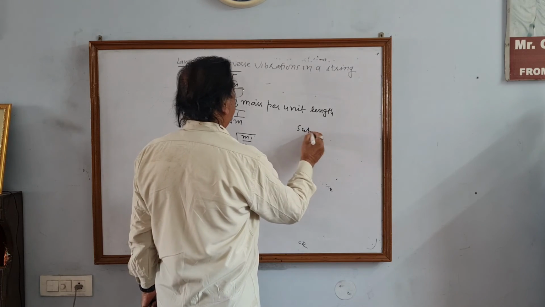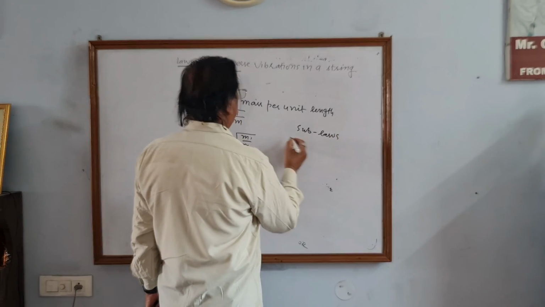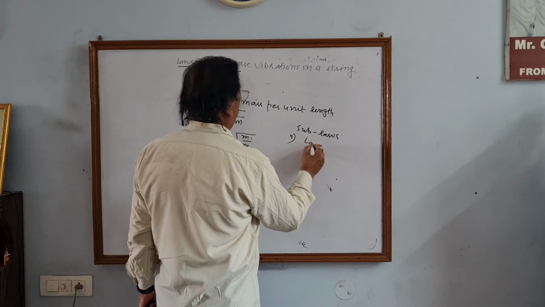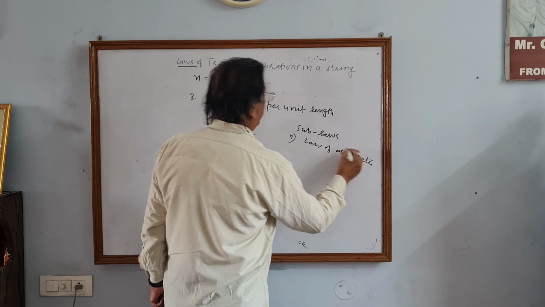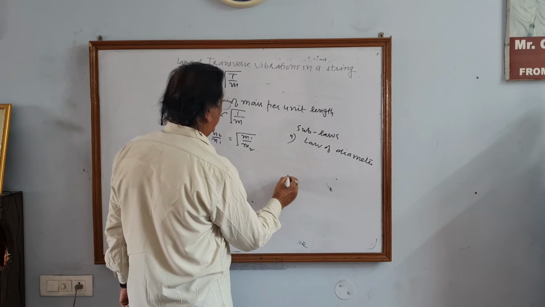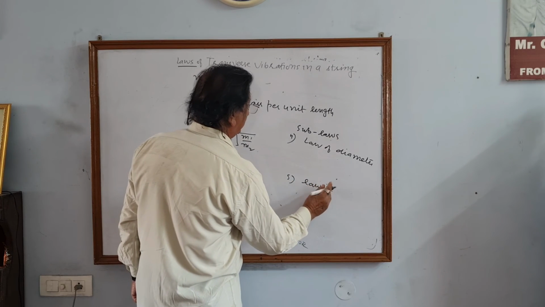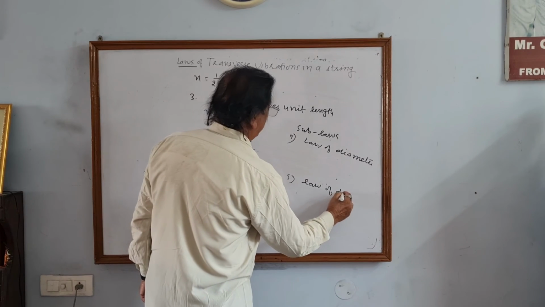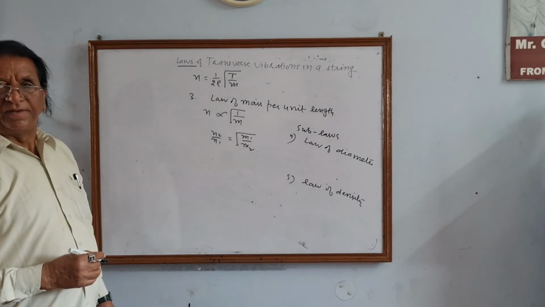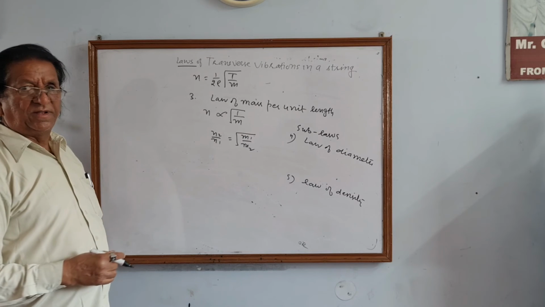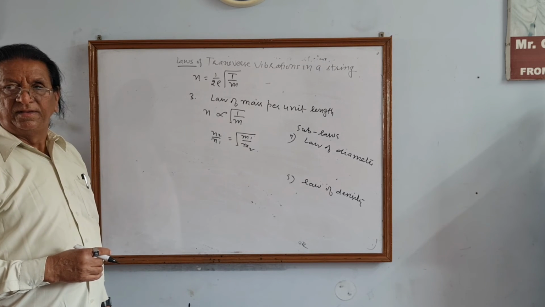Now there are two sub-laws. That is the law of diameter of the string, and the fifth one is the law of density. Law of diameter, law of density, these are two sub-laws of transverse vibration in a string.